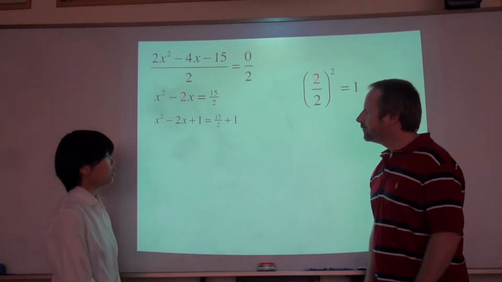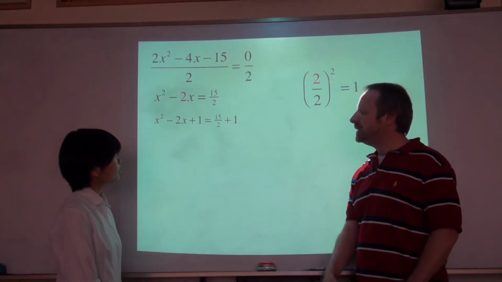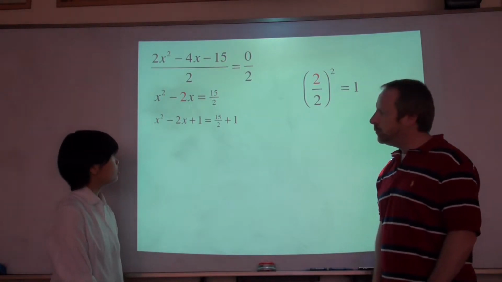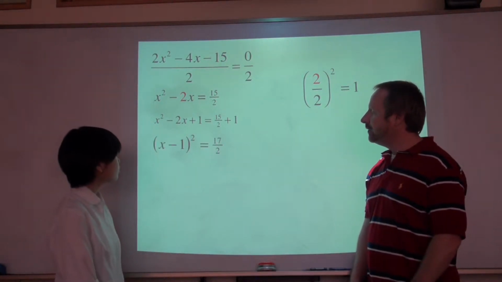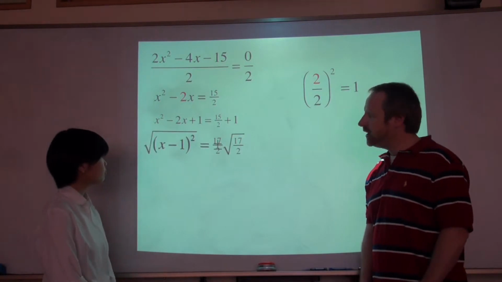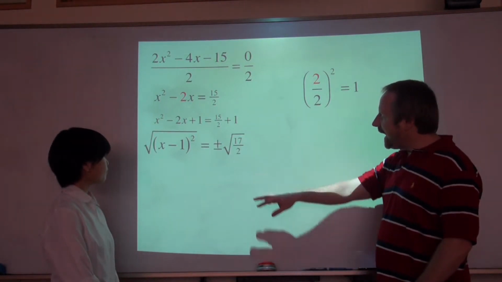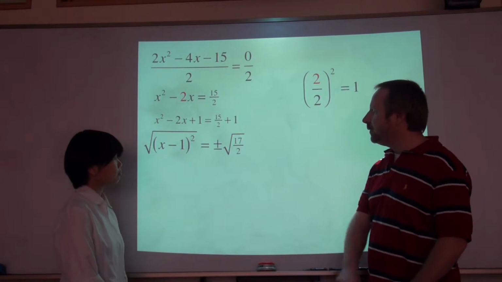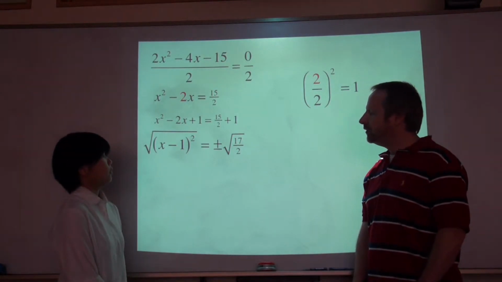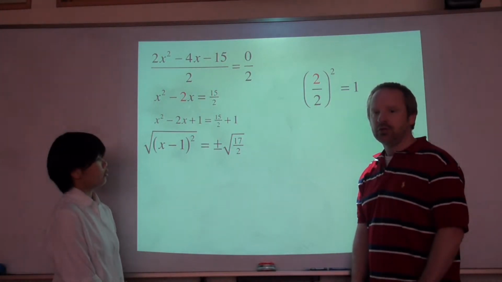X minus 1 squared. And on the right-hand side? 17 over 2. Perfect. Okay. And what's next? Square root. Taking the square root. And again, we're going to rationalize this denominator. What does that become? That's root 34 over 2.